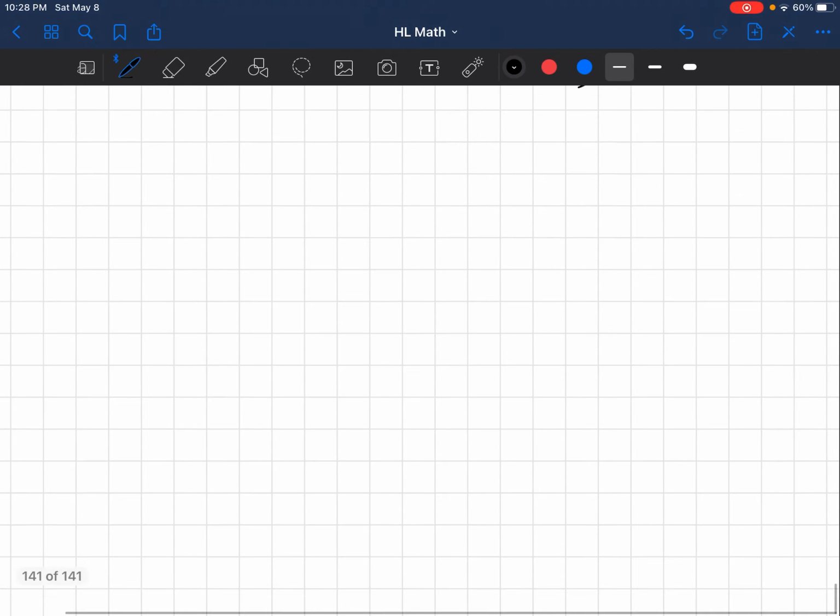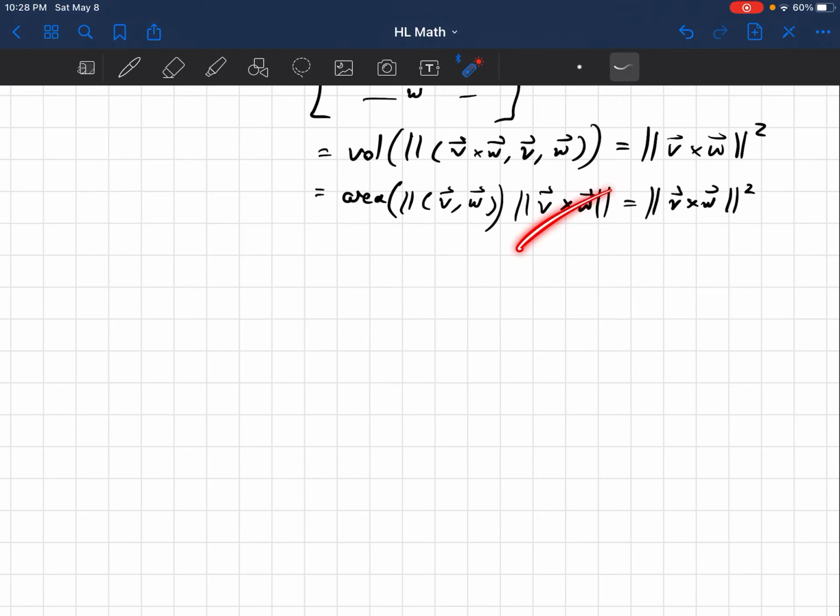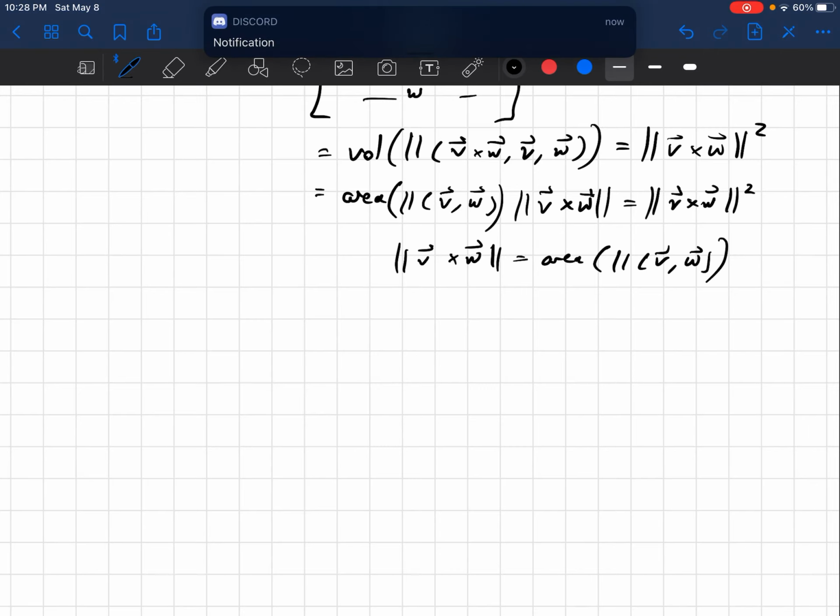Now, of course, the volume of a parallelepiped is equal to the area of its base times its height. So what that means is that the volume here we could rewrite as the area of the parallelogram spanned by V and W, times its height, which should be the magnitude of V cross W, is equal to the magnitude of V cross W squared. And look at that, we can just cancel out one of those factors, and we get that the magnitude of V cross W is indeed the area of the parallelogram spanned between V and W. And that's a pretty nifty fact.